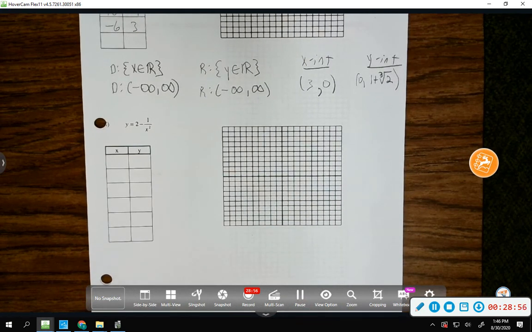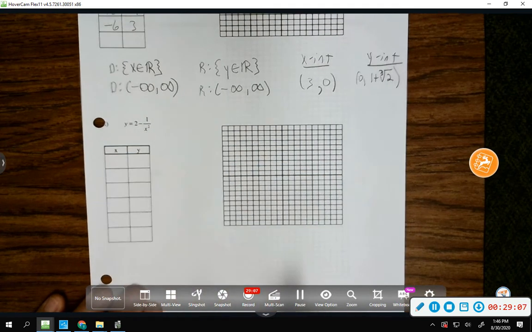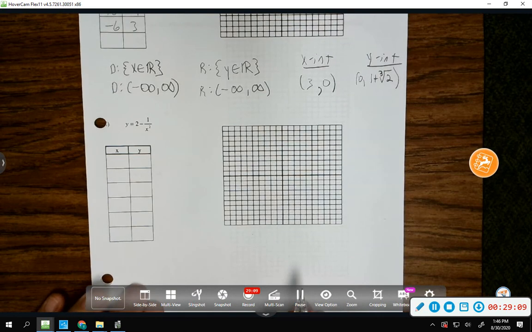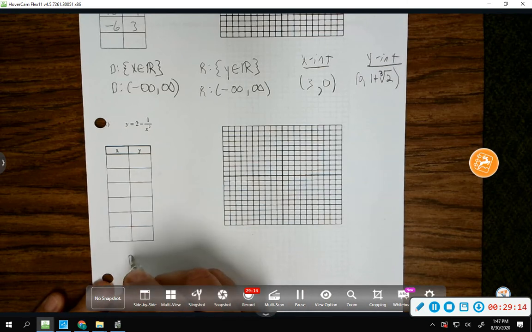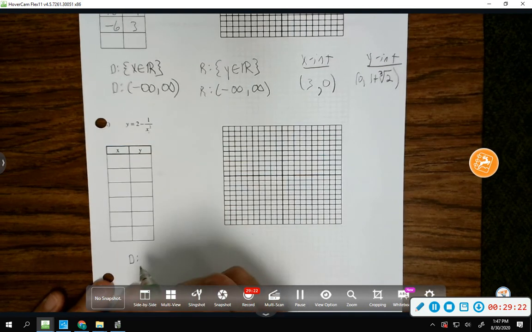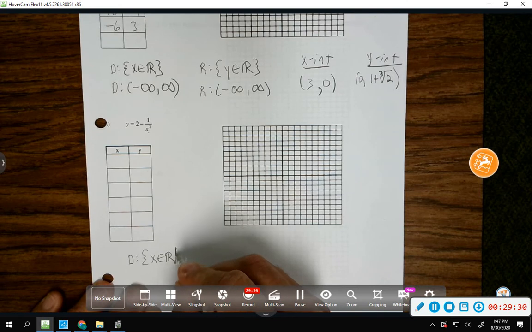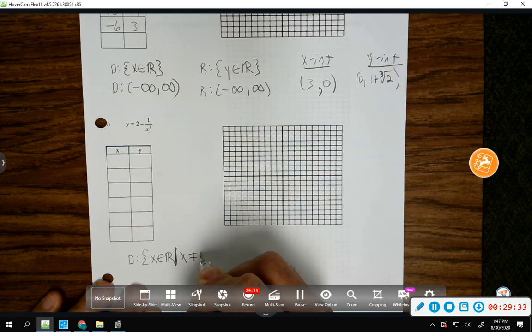D is another rational function. Now the reason why I wanted to do D is because of the type of asymptote that we're going to get out here. Okay? So let's just start with this particular situation. If I talk about the domain of this particular problem, x cannot be 0. It creates a 0 in the denominator. So the domain, x is an element of all real numbers such that x cannot be 0.